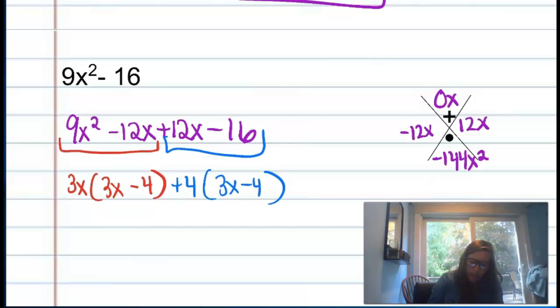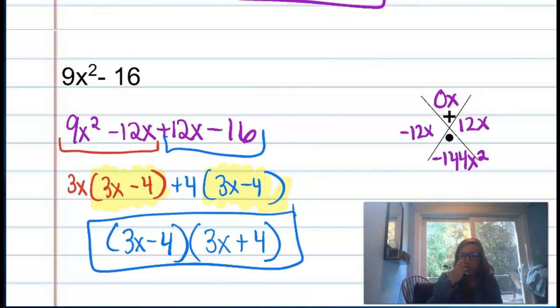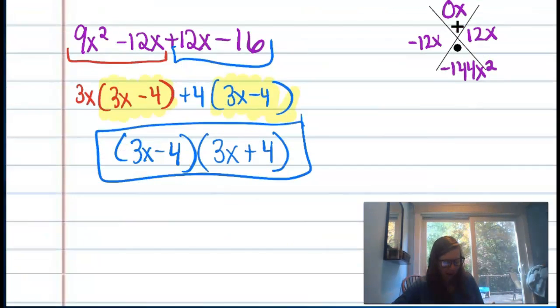And ding, ding, ding, because they match, we're good. Everything's brilliant. We go ahead and take out the 3x minus 4. What we have left in the red term is 3x, and what we have left in the blue term is a plus 4. Okay? And that is all.